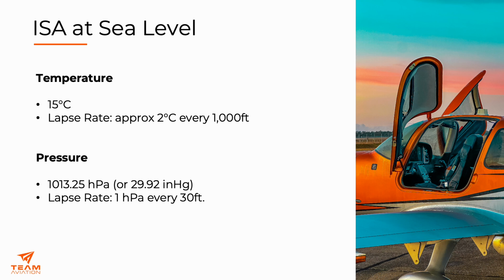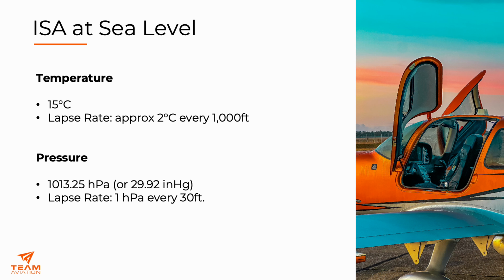Temperature at sea level: the standard temperature is 15 degrees Celsius. As altitude increases, temperature decreases at a lapse rate of approximately 2 degrees Celsius per 1,000 feet. Pressure at sea level: the standard atmospheric pressure is 1,013.25 hectopascals, or 29.92 inches of mercury. As altitude increases, pressure decreases at a rate of 1 hectopascal per 30 feet.